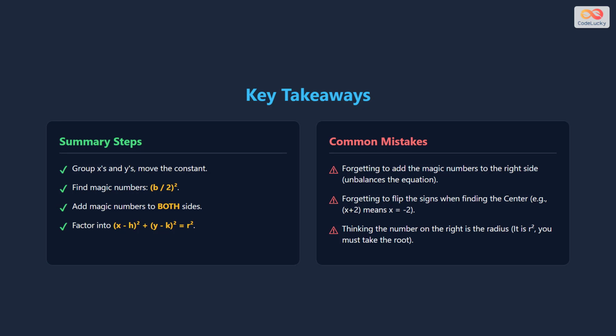To wrap up, remember the process. Group your terms, find the magic numbers using b over 2 squared, add them to both sides, and factor. Be very careful with your arithmetic on the right side, and always remember to take the square root of the final constant to find the radius, not the radius squared.